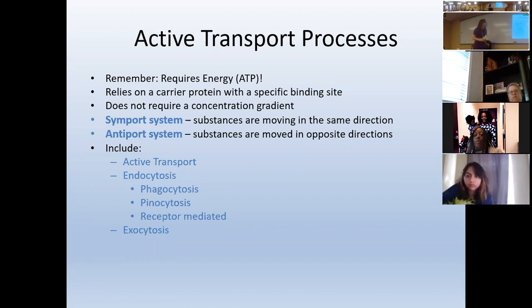And then we had our endocytosis. Where are things moving if we have an endocytosis? Into, because endo means inside, cyto means cell, and then osis is a condition or pertaining to. So endocytosis is pertaining to entering a cell. So it's moving in.